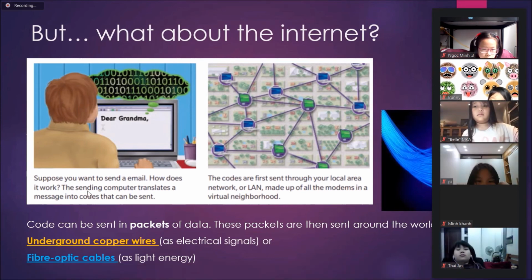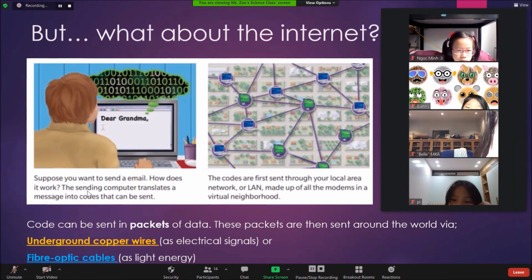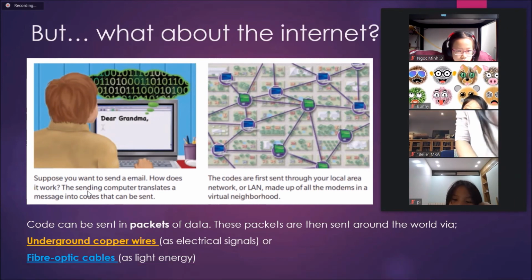Vinny, what other code can we send using light? Here's a hint. Dot, dot, dot, dash, dash, dash, dot, dot, dot. Can you remember what that code's called? No. That's Morse code. Do you remember doing that before the break? Yes. So we can send Morse code via light, but we can also send information through fiber optic cables.